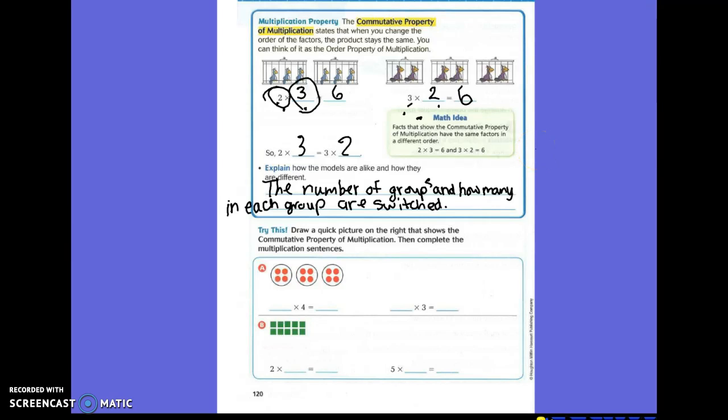Okay, now how are they the same, everybody? They have the same numbers. They have the same answer, right? Yeah. Okay. They have the same answer.